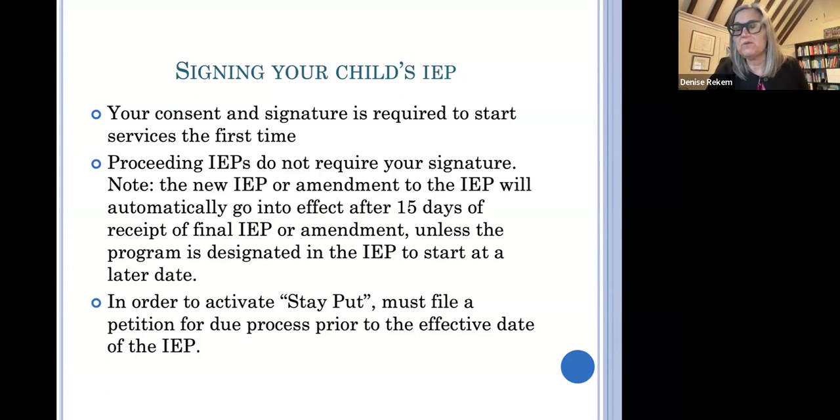This is most critical when they're trying to make a change that, you believe, makes it worse for your child, and you want to stop that from happening.